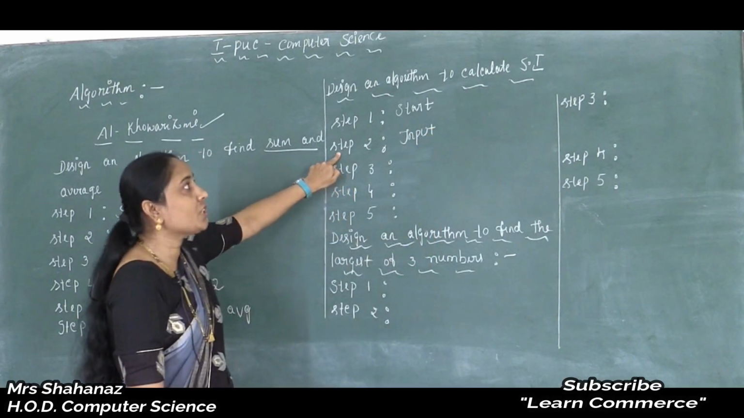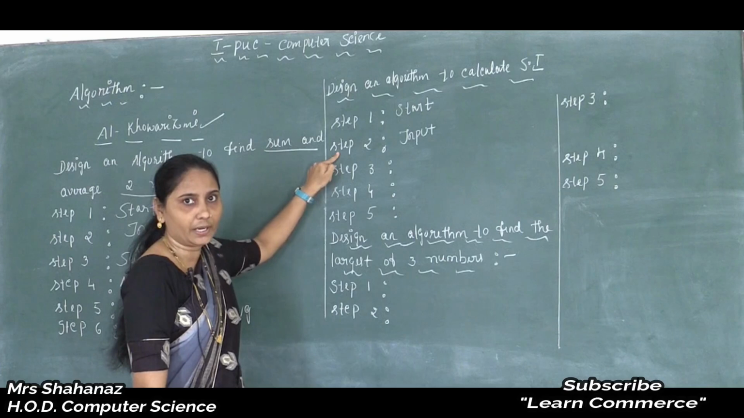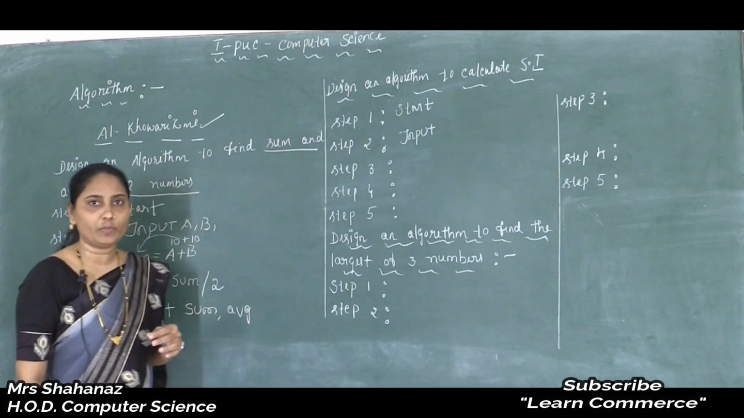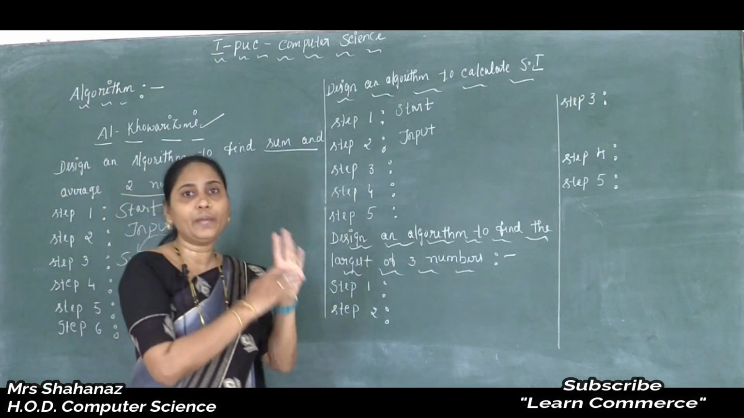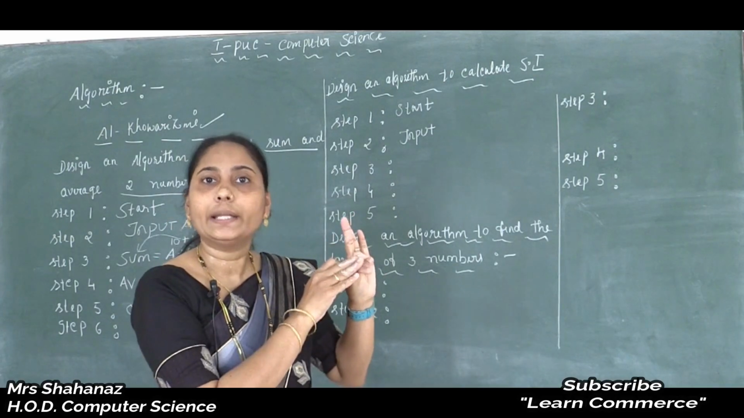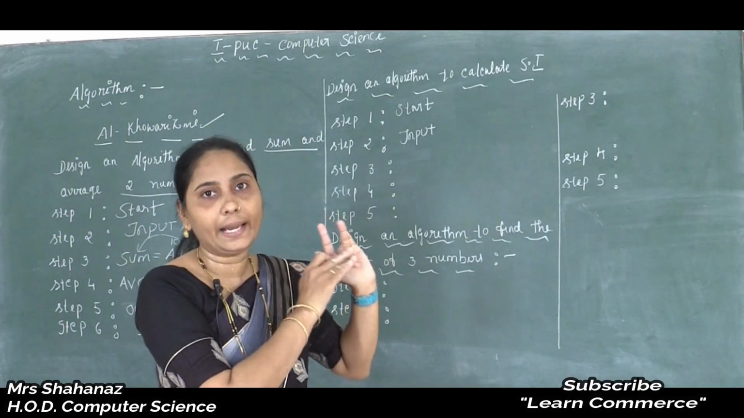So just to find out the simple interest, we need to take some variables: P, principal, T, time, and R, rate. Correct, no?